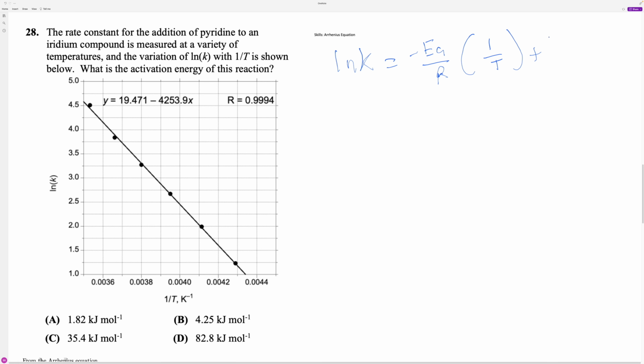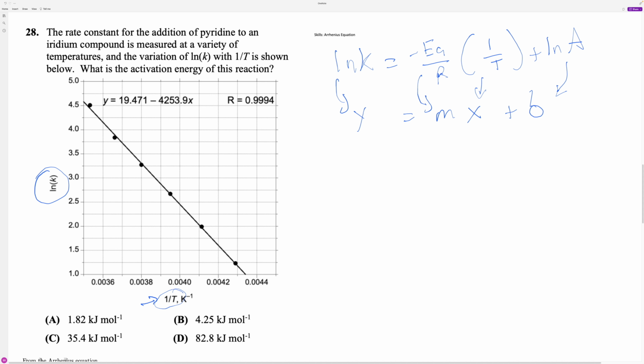This is the Arrhenius equation, or at least the ln form of it. And if you notice here, this is essentially also y equals mx plus b. This is our y, negative EA over r is our m, 1 over t is our x, and this is constant, so it's our b. And if you notice, that's actually verified by this graph here. ln k is our y-axis, 1 over t here is our x-axis.